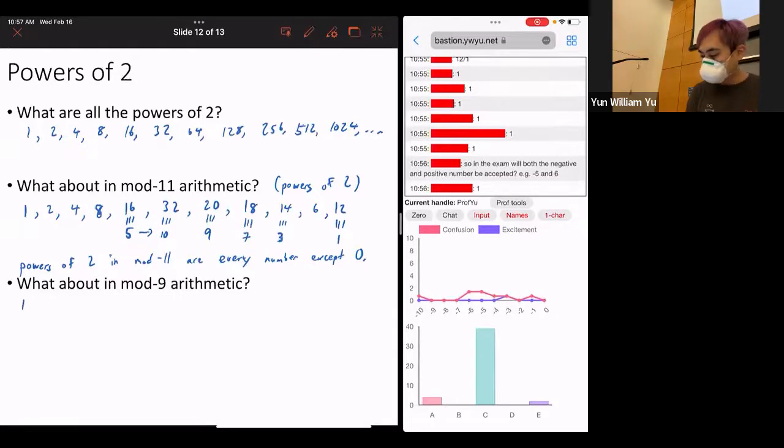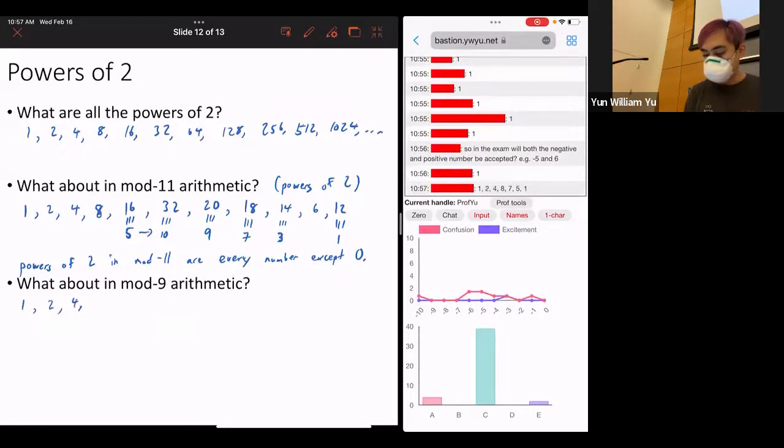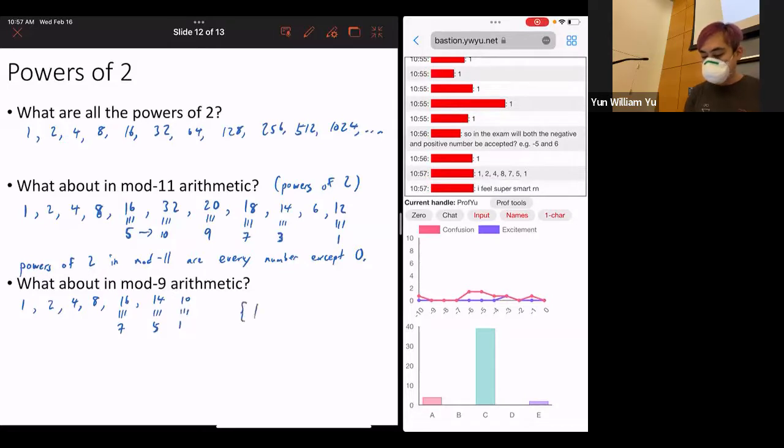So in mod 9 arithmetic, you have 1, 2, 4, 8. What's 8 doubled? That's 16, but that's equivalent to 7. And 7 doubled is 14, which is equivalent to 5, and 5 doubled is 10, which is equivalent to 1, and you've already restarted. So you only got 1, 2, 4, 8, 7, and 5, which isn't all of the numbers. So powers of 2 are not all non-zero numbers in mod 9.